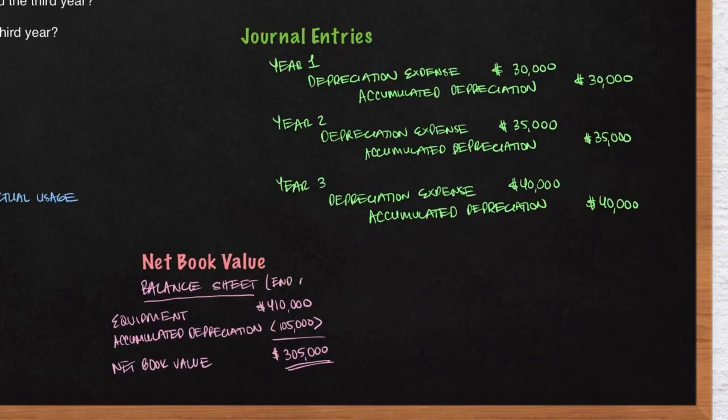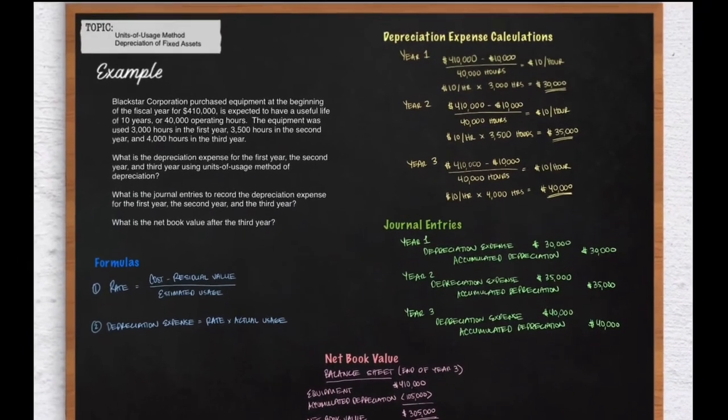This number becomes very important when in the future you decide to sell or discard the asset. You'll need to know what the net book value is to compare it to what you are selling it for.